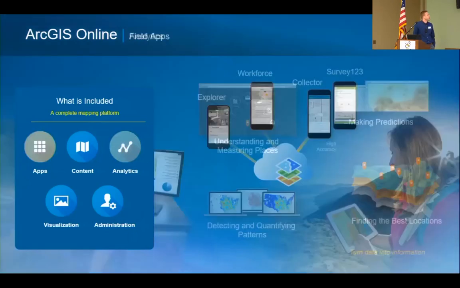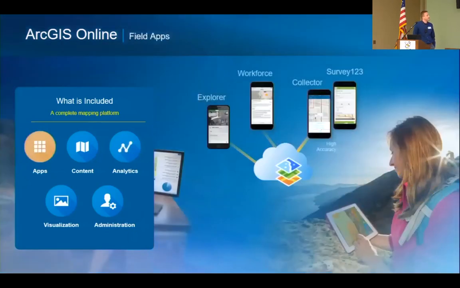The most commonly used piece of ArcGIS Online, which you probably got a hint of through all the presentations today, are our field applications. So most agencies that are using ArcGIS Online are taking advantage of this very heavily. So we have field-based apps that come included with ArcGIS Online. Explorer for ArcGIS is a view-only application, so you can make your data available in a mobile application for viewing.